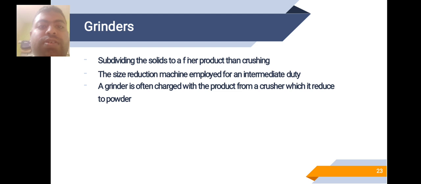In this session, you will be seeing about grinders. Grinding is subdividing the solid to a finer product than crushing. Grinders are size reduction machines employed for intermediate duty. A grinder is often charged with the product from a crusher, which it reduces to powder.